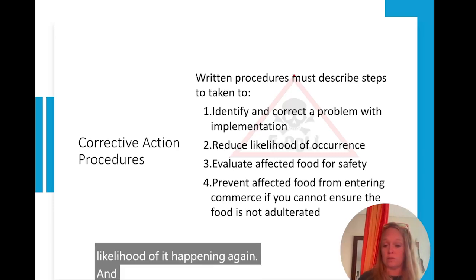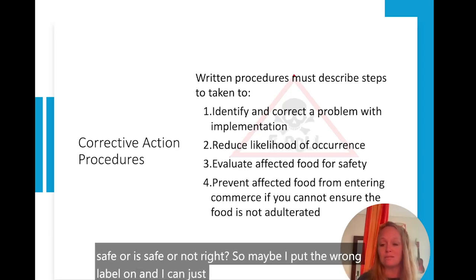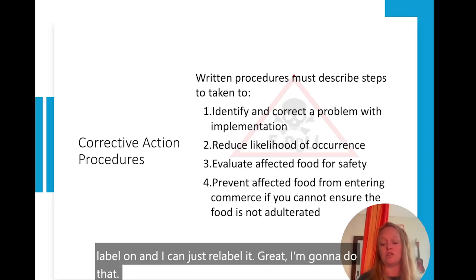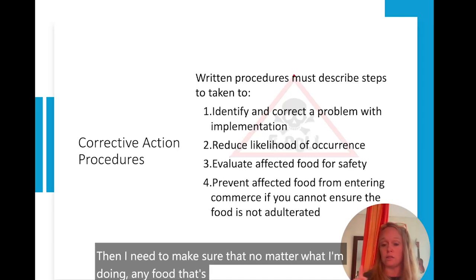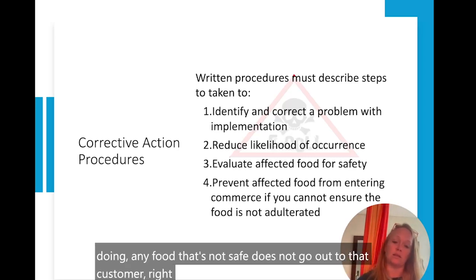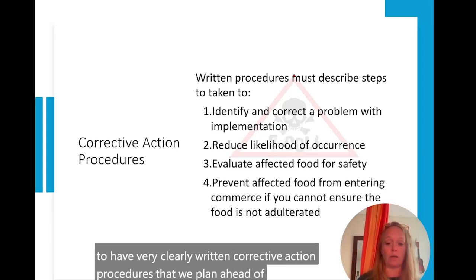You check the food. Is it something that can be made safe or is safe or not, right? So maybe I put the wrong label on and I can just relabel it. Great, I'm gonna do that. Then I need to make sure that no matter what I'm doing, any food that's not safe does not go out to that customer, right? That's the biggest thing. So we have to have very clearly written corrective action procedures that we plan ahead of time for what might go wrong.